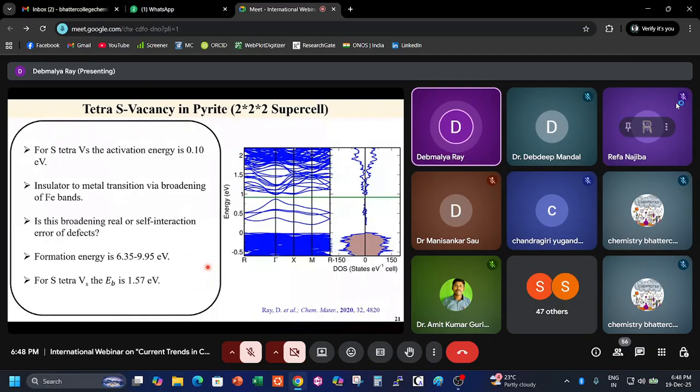Now, the most important thing here is that at this higher defect concentration, the binding energy of this defect is even more positive. It's almost 1.6 eV. That means at higher defect concentration, defect clustering is even more favored.